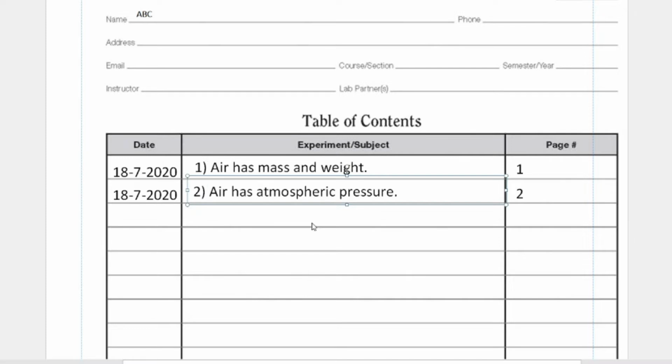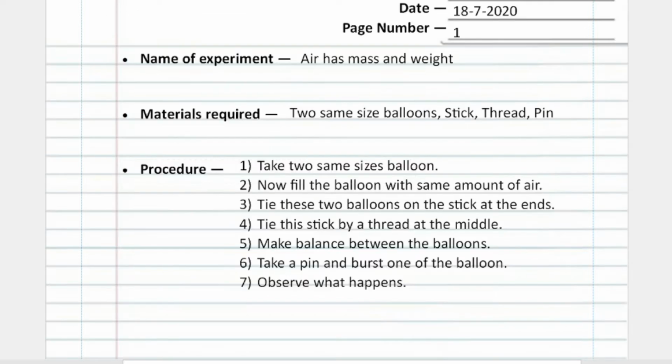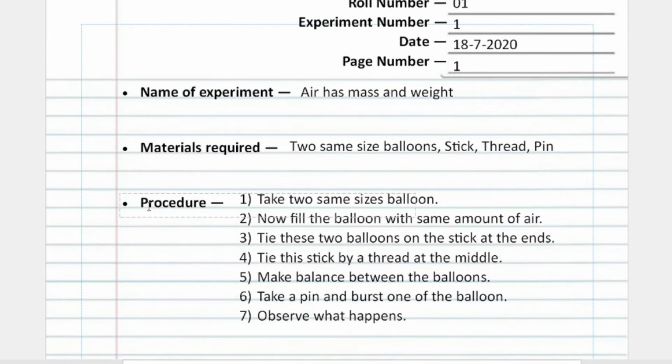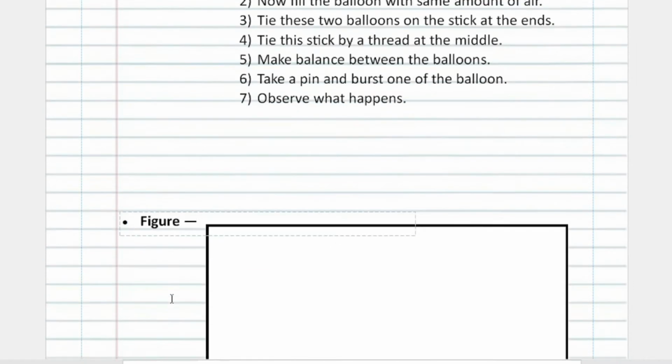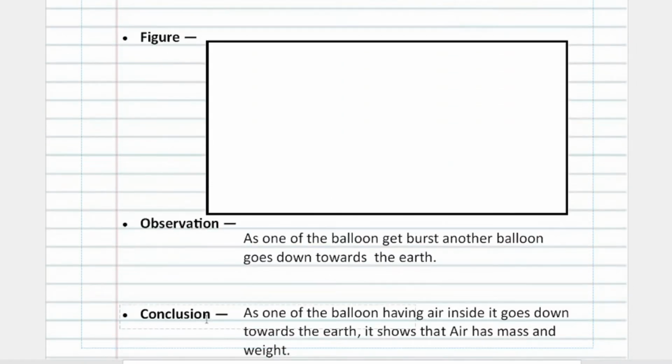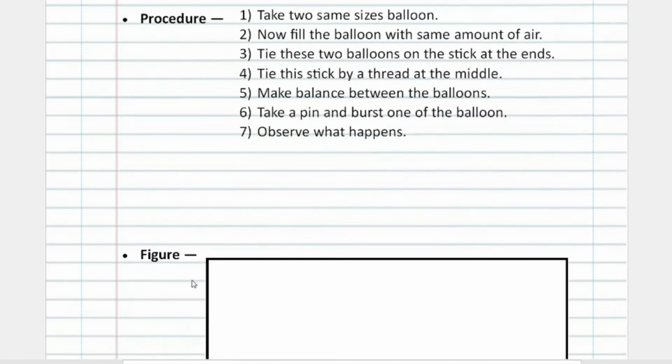You have to use two pages like this. First is the table of contents, that is the index page also. Second page is your experiment page, that is the activity page. In the activity page you have to write down all the information about the activity. There are some points: the first is name of experiment, second is materials required, third is procedure, fourth is the figure, fifth is the observation, and last is conclusion. With all these points you have to write the activity step by step.